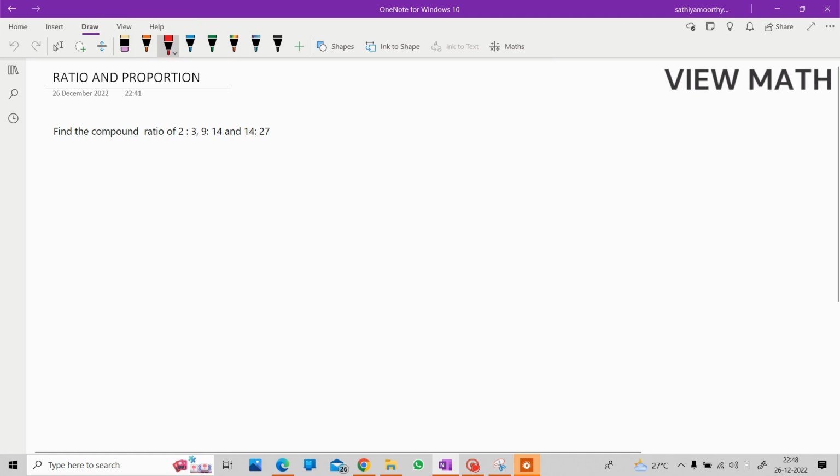Now let's see the next problem. Find the compound ratio of 2 is to 3, 9 is to 14 and 14 is to 27.